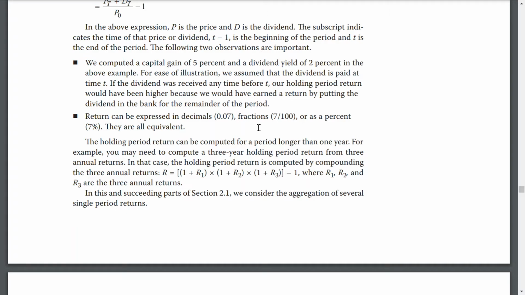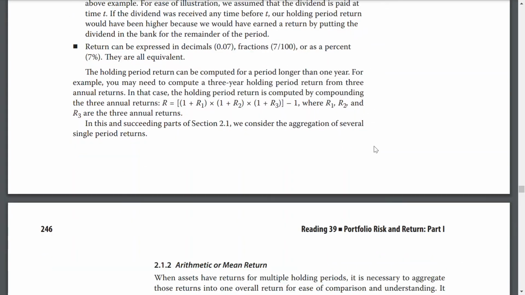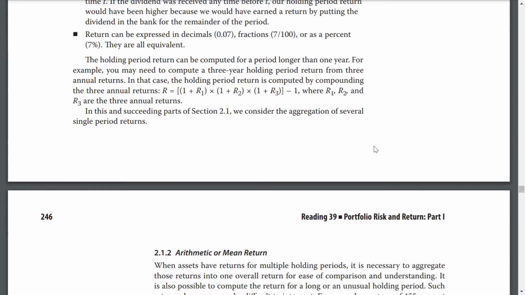The holding period return can be computed for a period longer than 1 year. For example, you may need to compute a 3-year holding period return from 3 annual returns. In this case, the holding period return is computed by compounding the 3 annual returns.